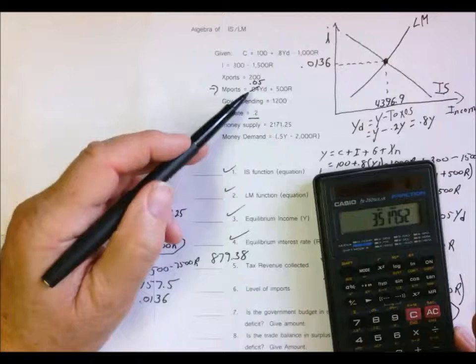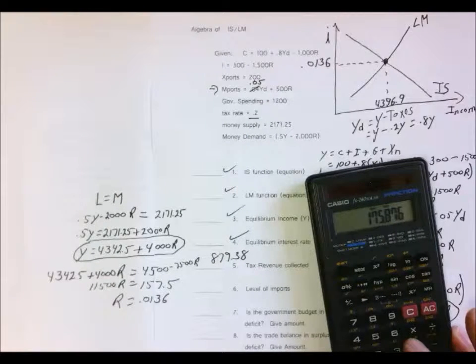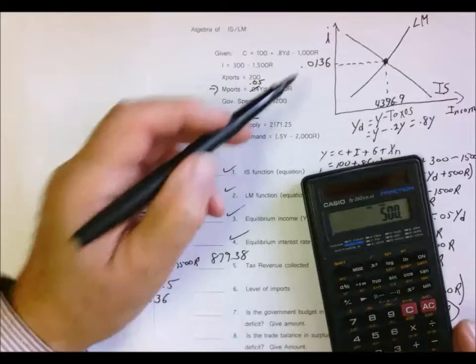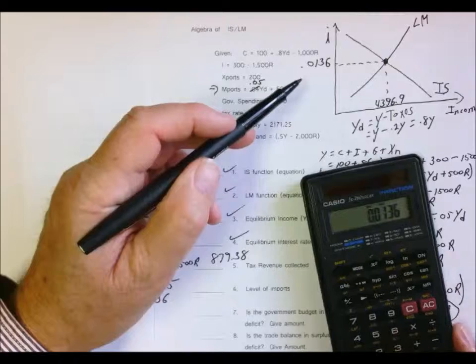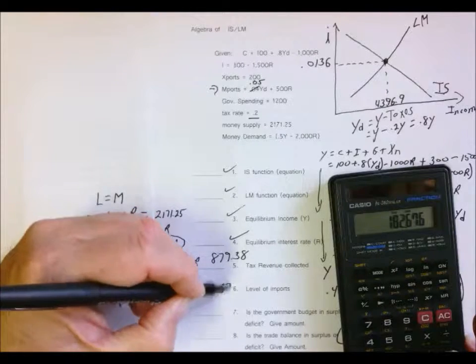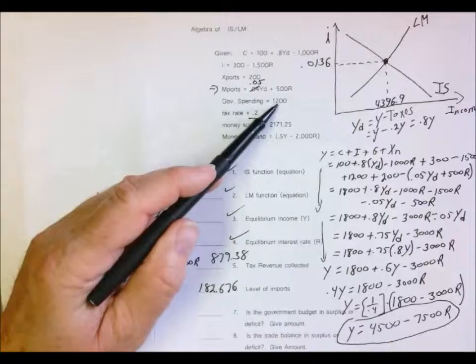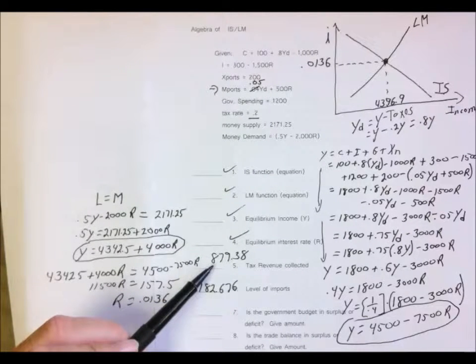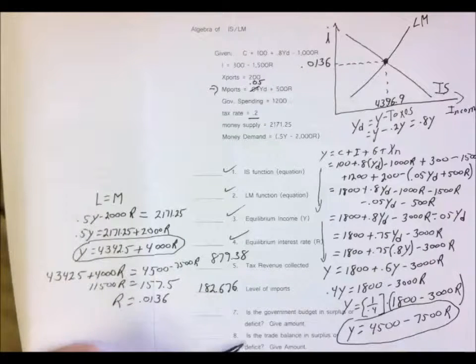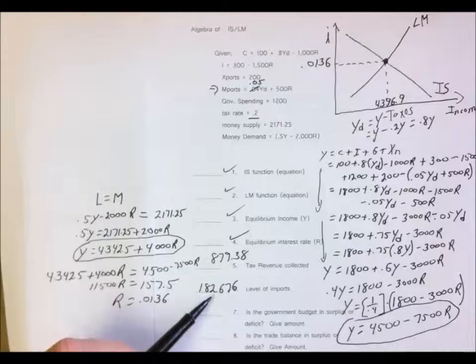And then take my disposable income, multiply it by 0.05, and then add 500 times r, so it'd be plus 500 times the interest rate, 0.0136. So I get the level of imports as 182.676. And then it asks, is the government's budget in surplus or deficit? Well, the government spent $1,200 and they only raised $879 in taxes, so it's a deficit, and you can give the amount. Is the trade balance in surplus or deficit? Well, let's see, they exported $200 worth of stuff, but they imported $182.67. So they have a trade surplus, a very small one, and you can give the amount.